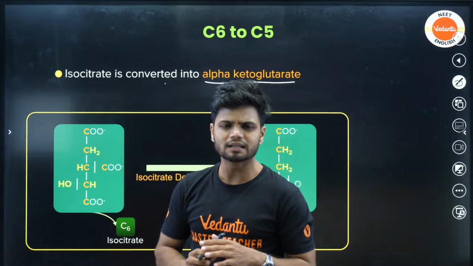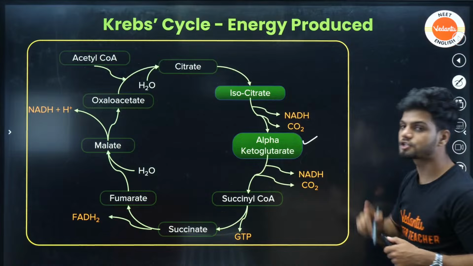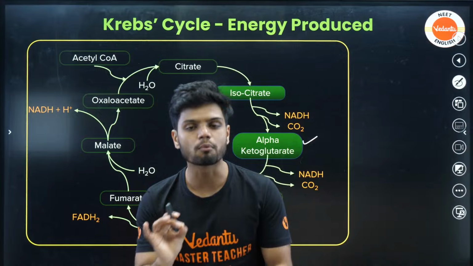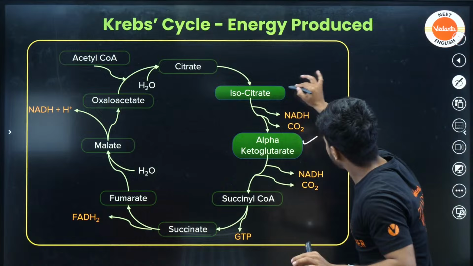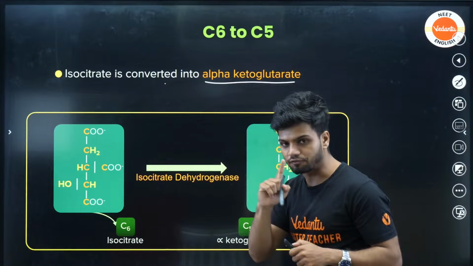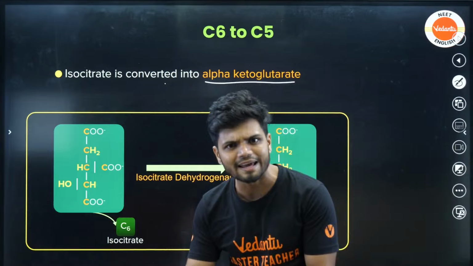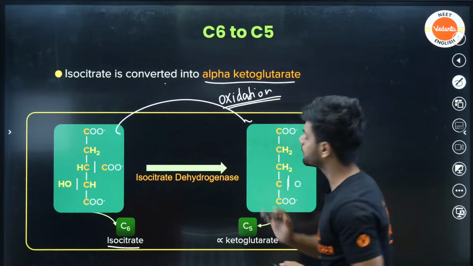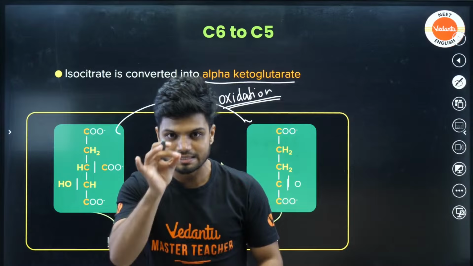In this conversion, students, this is a NEET PYQ. Everyone should focus now. The first oxidative decarboxylation in your Krebs cycle happens between isocitrate and alpha ketoglutarate. Listen very carefully. Isocitrate is undergoing oxidation, similar to how pyruvate underwent oxidation.